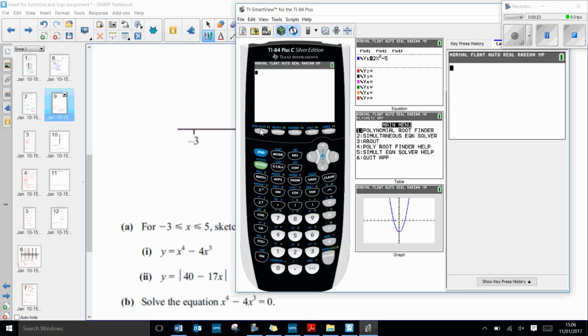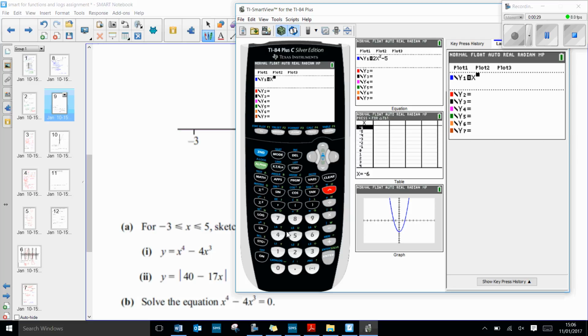Y equals, let's clear this, x to the power 4 minus 4x to the power 3. And I may as well stick the other one in now.